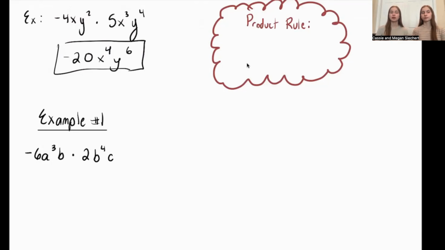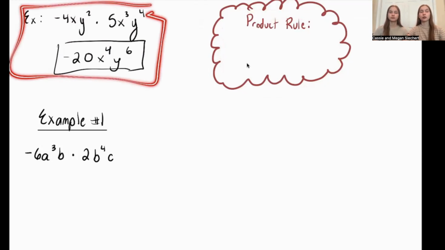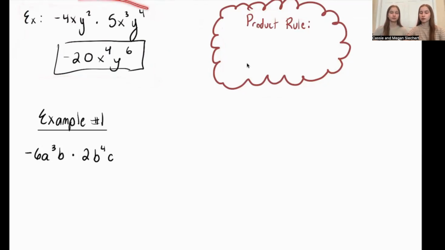Okay, so now that we actually did some examples, we want to get into how that is going to give us what is called our product rule. Now, this is the last example from the last page. Here's the question, and here's the final answer. We didn't have any of those in-between steps of working through it. Where the -20 comes from, that comes from those coefficients, the -4 and the 5.